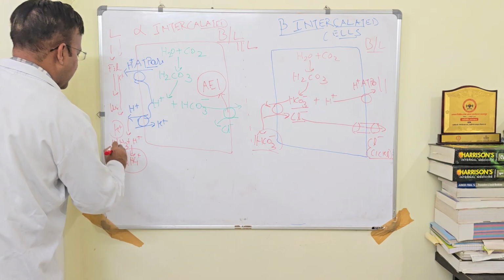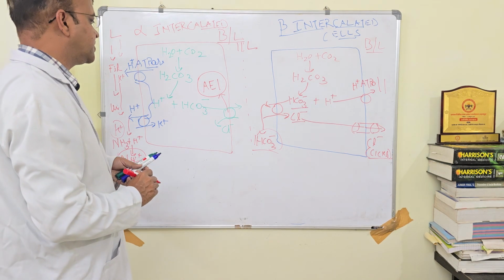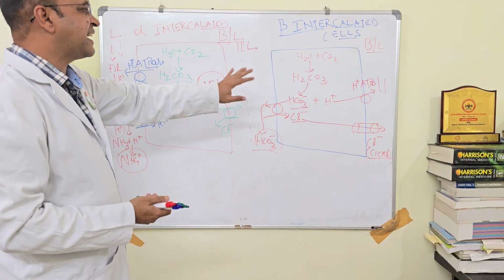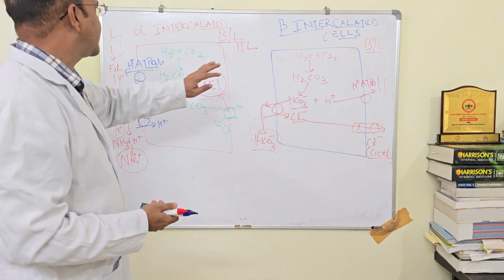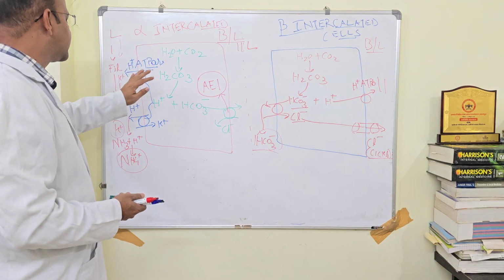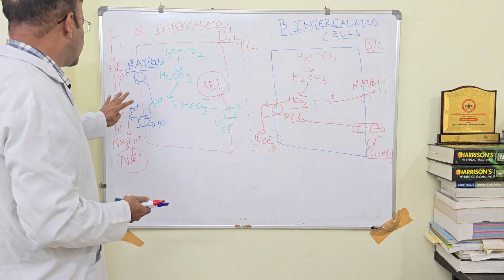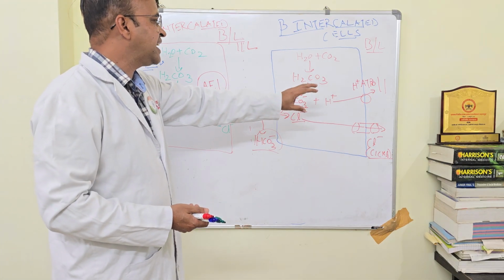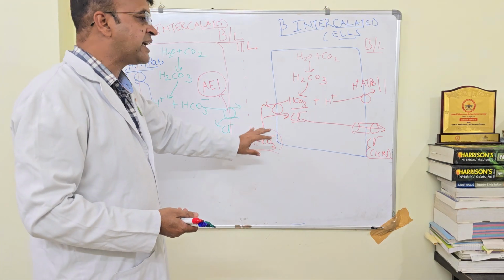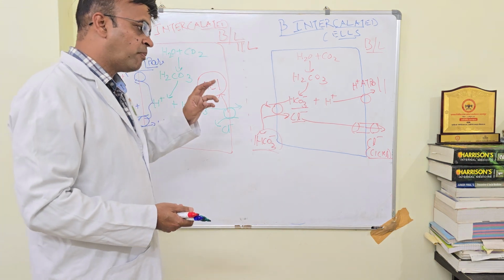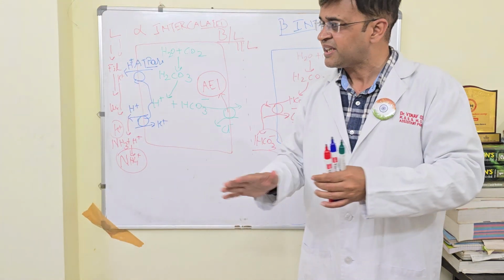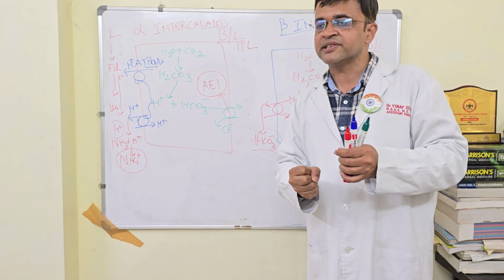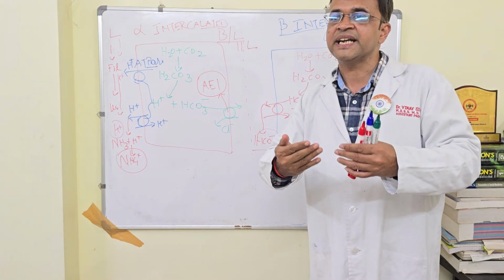And it will get excreted out in urine, right? So both these are doing exactly opposite jobs. Your alpha intercalated cells are busy excreting out H plus ions. Your beta intercalated cells are busy excreting out bicarbonate, right? Now the body actually varies the level of alpha and beta intercalated cells depending on what it needs.